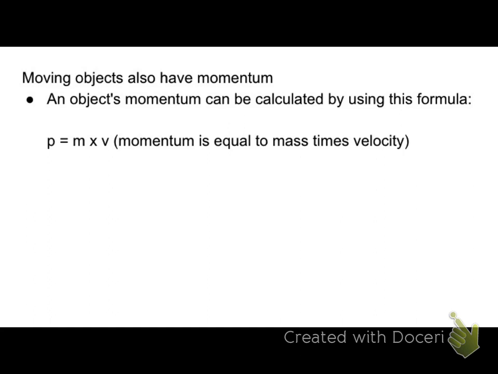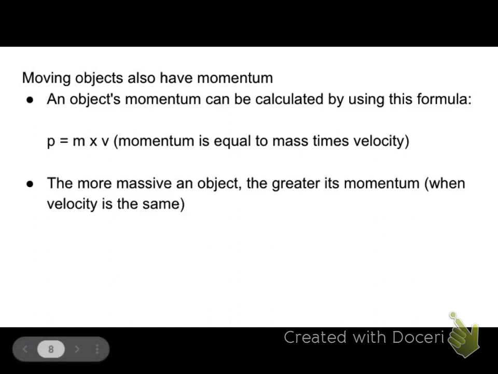If I rolled a basketball and a bowling ball at you at the same speed, which one would you have a harder time stopping? The bowling ball, the one with more mass. Okay? And if I take two objects with the same mass and I throw them at you with one with much more velocity, the one that's moving way faster is going to be the one you are going to have a harder time stopping. Okay, so the more massive an object is, the greater its momentum, of course, if the velocity of the two objects is the same.